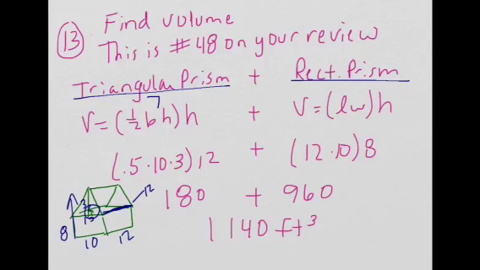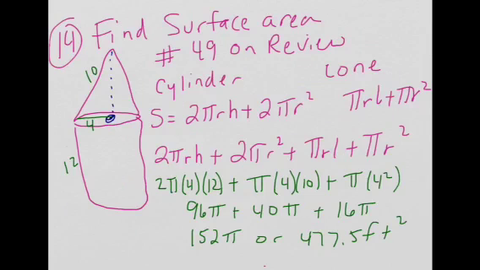We're going to multiply 0.5 times 10 times 3 times 12 and get 180. And then we're going to multiply 12 times 10 times 8 and get 960. Add them together and we have our volume.